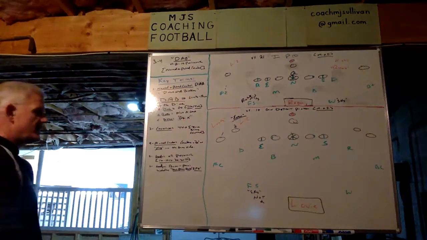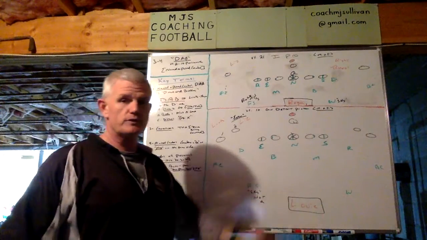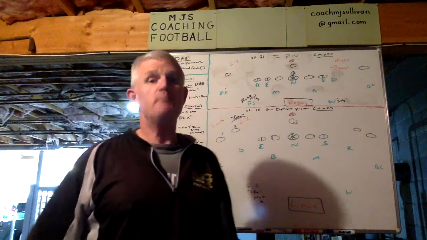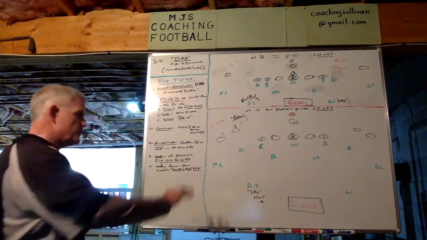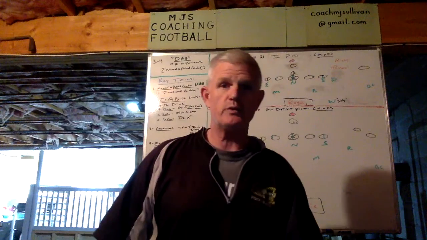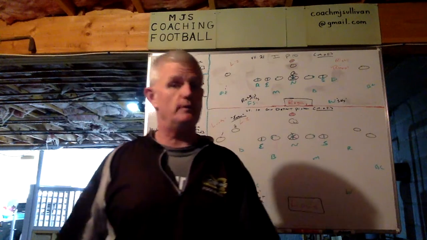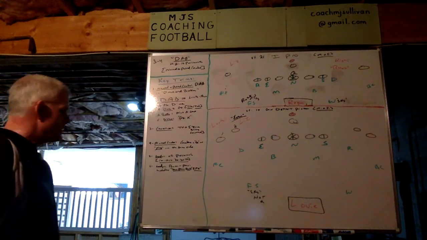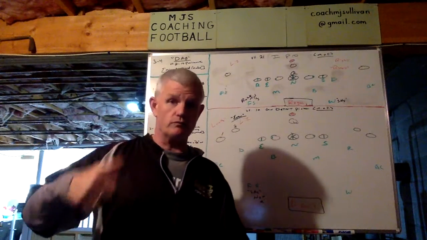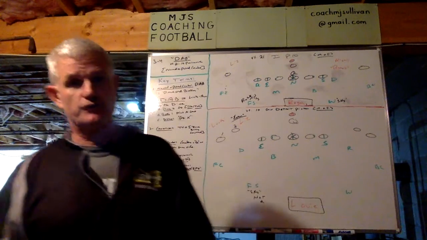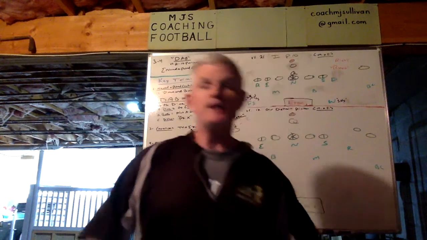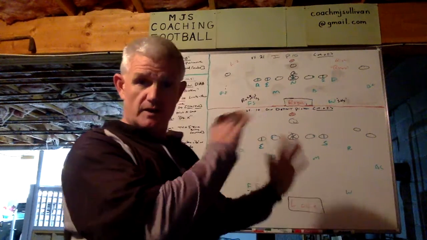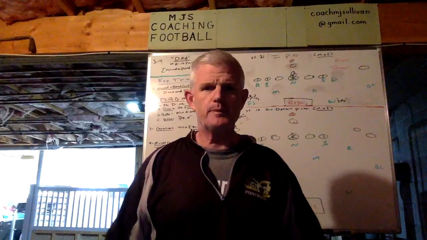Number five, I'm only showing it to you versus 21 and 10, but it's good versus all personnel groups: 10, 11, 12, 20, 21, 22. We've run it versus all of them. And then finally, number six, it's good versus run and pass. It's good versus zone read. It's good versus power read. It's good versus RPO. When you see the blitz pattern, I think you'll be able to pick that up.